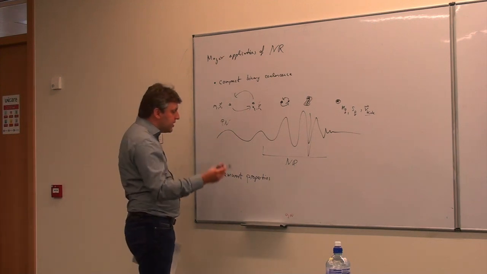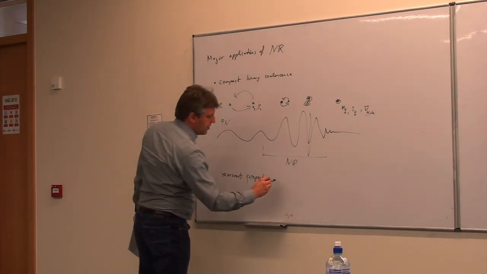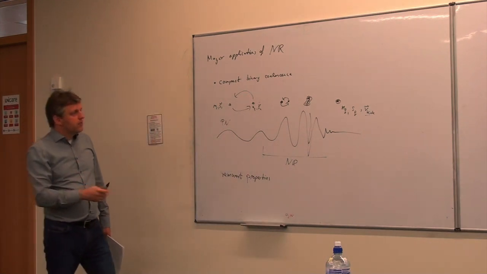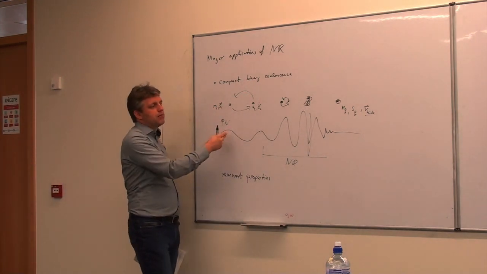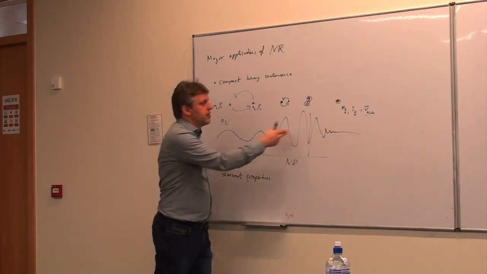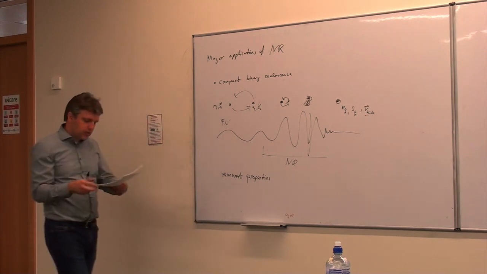And so working out what these remnant quantities are requires evolving the system from the inspiral phase through merger into ring down. And again, this is only possible if you can get through merger and connect to the initial conditions.